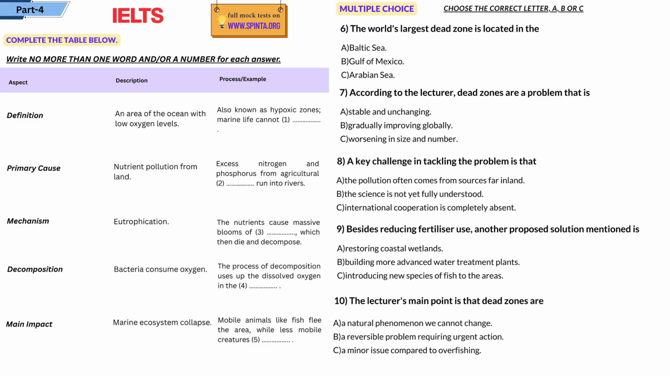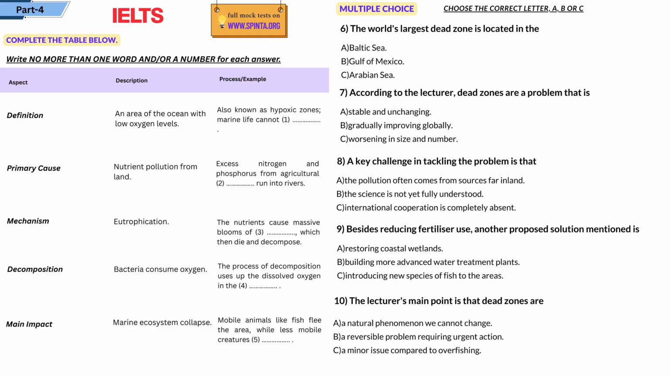In our environmental science lecture today, we are going to discuss a growing and deeply worrying global problem, one that is largely invisible to those of us on land: ocean dead zones. Imagine a vast expanse of ocean that looks perfectly normal on the surface, but beneath the waves, it is almost entirely devoid of life. This is the reality of a dead zone.